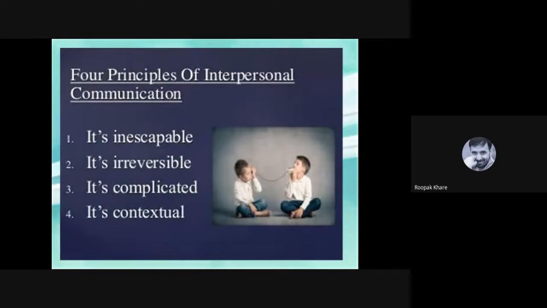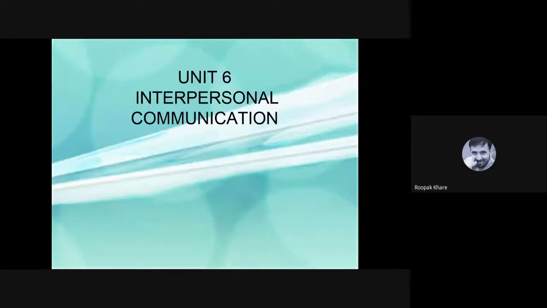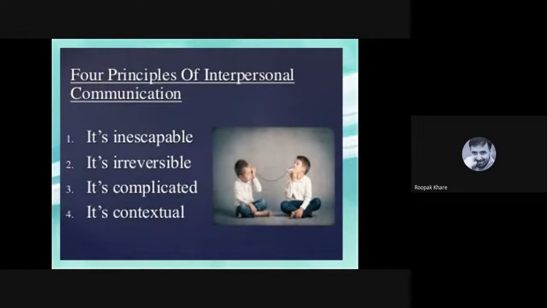Interpersonal skills. Now, what are these interpersonal skills of communication? There are four. What is interpersonal? Between two persons, when it happens, it is called interpersonal. Intrapersonal, within oneself. But when two people are conversing or communicating, it will be called interpersonal. So what are the four principles of interpersonal communication? One, it is inescapable. Till the time you're a human being and you're alive, you will be communicating. So you cannot escape that. So interpersonal skill is inescapable.